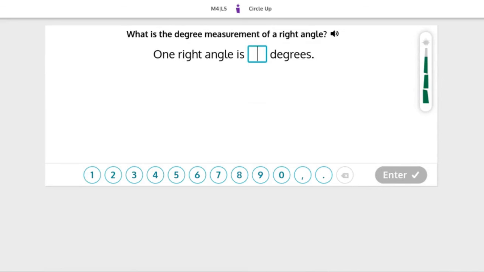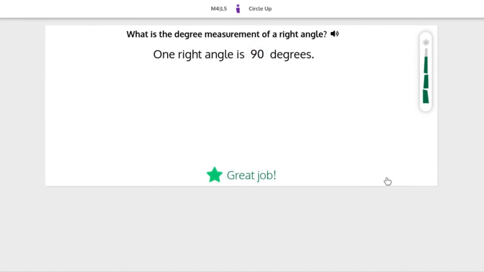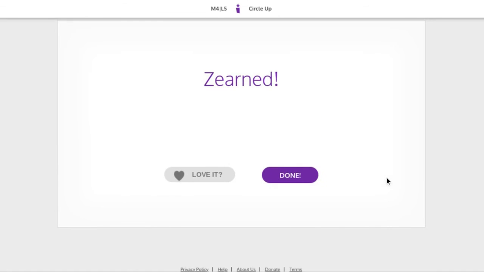And 1 right angle is how many degrees? Well, we need to know that 1 right angle is always going to be 90 degrees. All right. That perfect straight up and down, those perpendicular lines that form a right angle, that right angle is always exactly 90 degrees. That's it. Awesome.